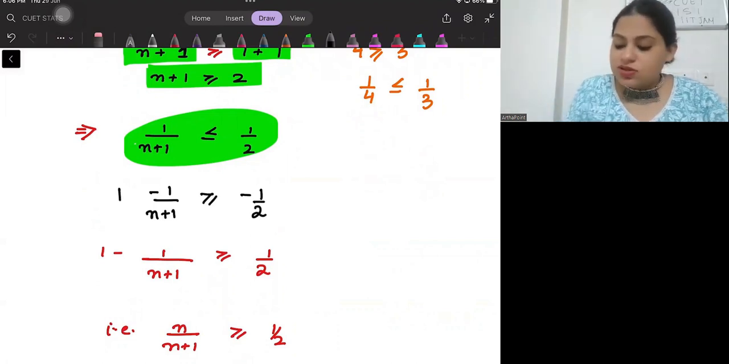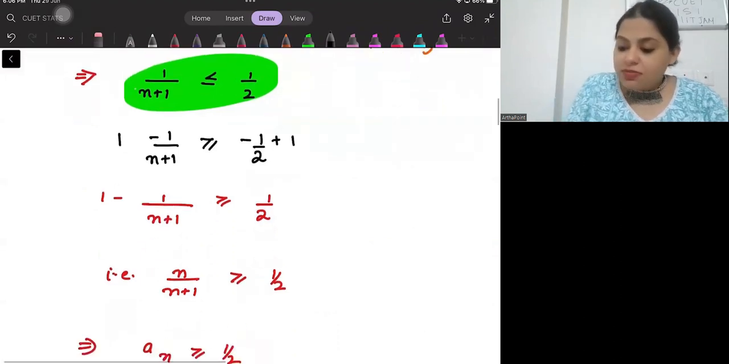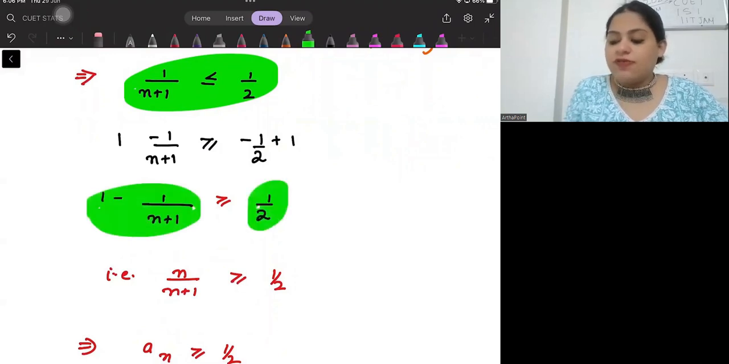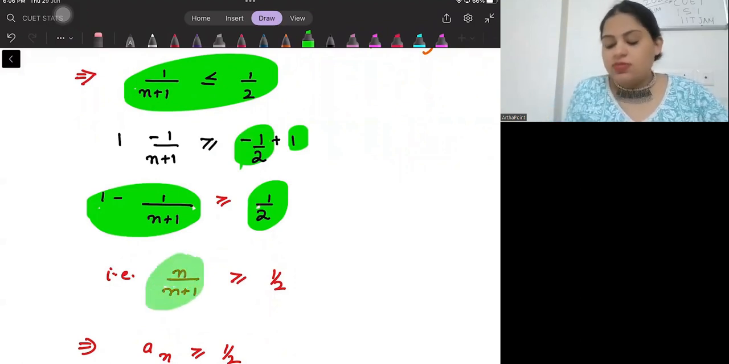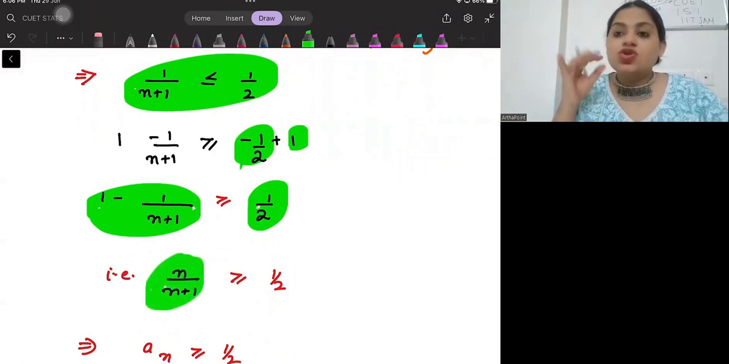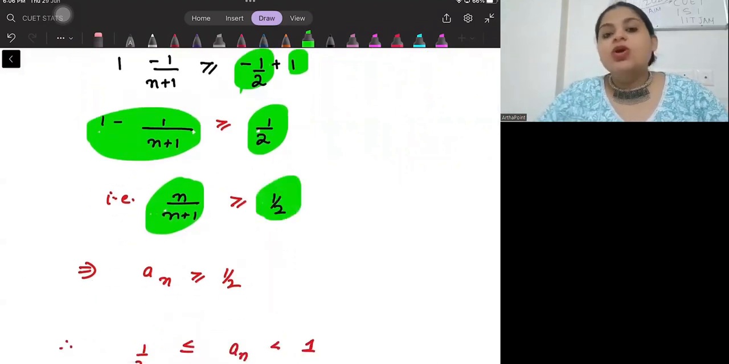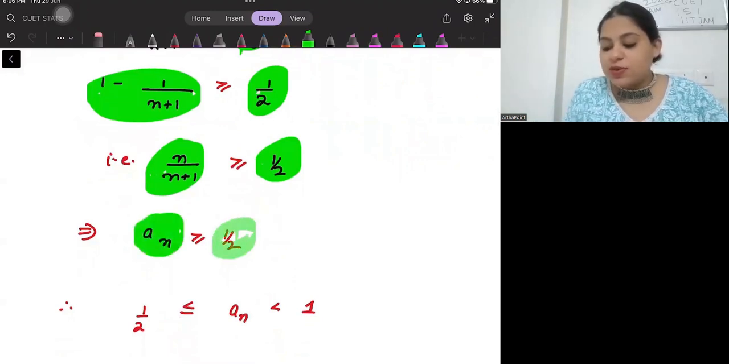Now I can add 1 on both sides. So 1 minus 1 upon n plus 1 will be greater than or equal to half, because 1 minus half is just half. This is nothing but n upon n plus 1. This was my sequence. So n upon n plus 1 will be greater than or equal to half. So we have proved that all values in our sequence will be greater than or equal to half.